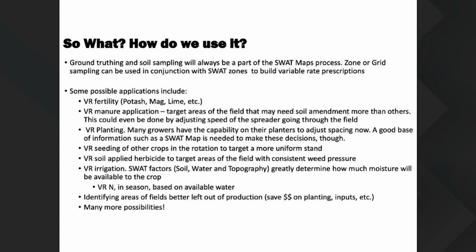Variable rate planting, I think, has a lot of promise. A lot of growers have the capability on their planters to adjust the spacing, and a SWAT map would be a great base of information for making those decisions. Seeding other crops in the rotation, as you've seen, it's not just meant for potatoes. It can be used for the other crops in the rotation as well.